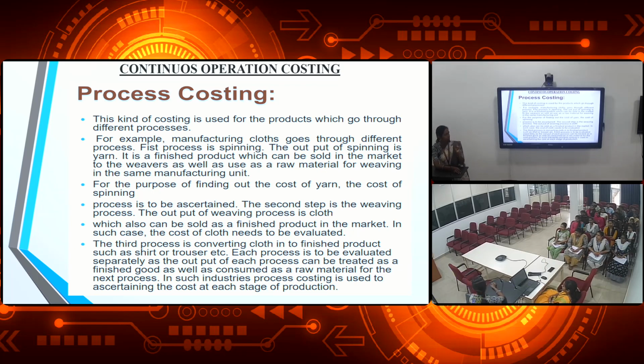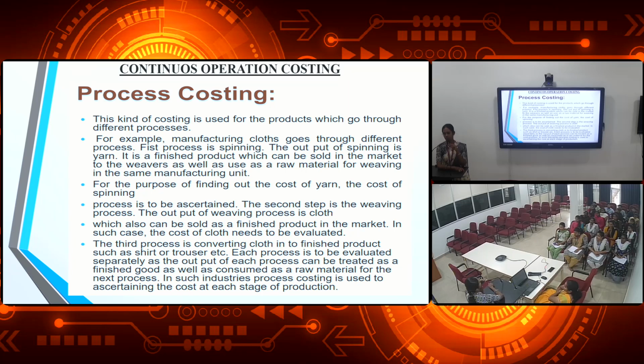Then for the purpose of finding out the cost of yarn, the cost of the spinning process is ascertained. What is meant by that? To estimate the cost of yarn, what will you do? What happened in the spinning? You have to take those records and calculate, or ascertain, the cost. Ascertaining means calculating. Okay. The second step is, what comes after spinning? Weaving.